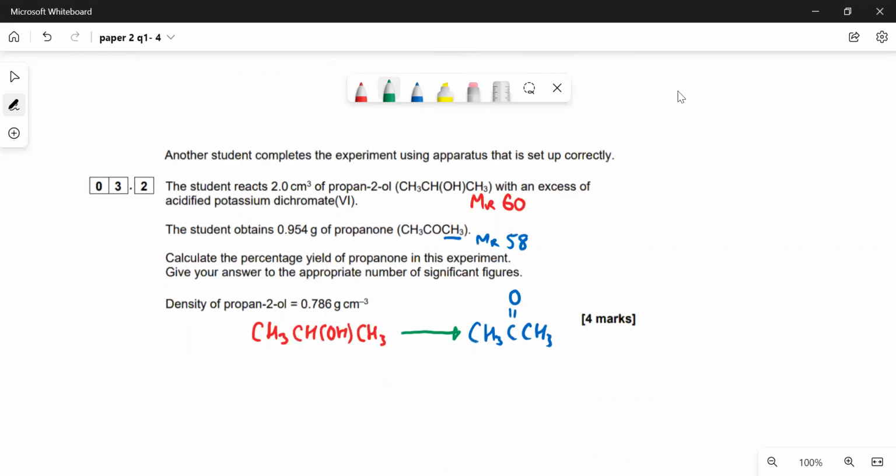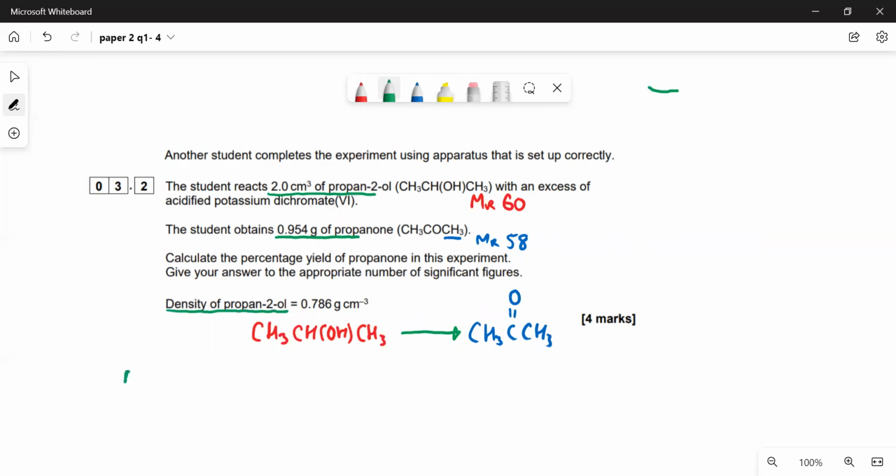Okay, right, now we've got a percentage yield question coming up, I think. So a student reacts 2 centimeters cubed of propan-2-ol with an excess of potassium dichromate, and it tells us how much propanone we get. We need to know the mass of propan-2-ol first of all, and we need to work that out from the density of the propan-2-ol, which they give here.